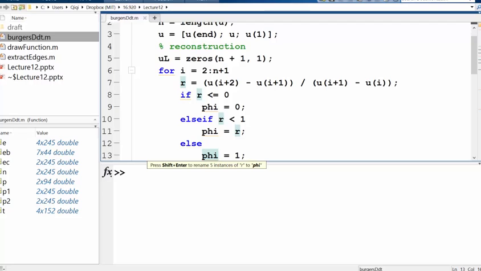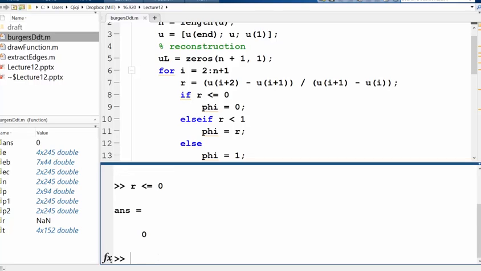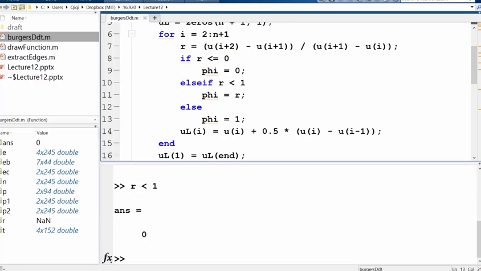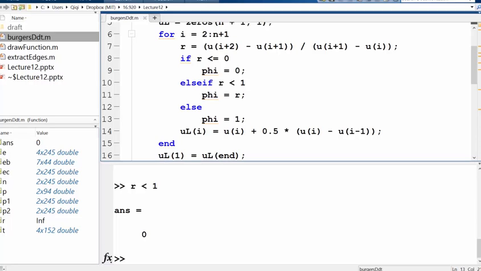Let me just test something, because when I'm doing the division, there is a good chance I'm going to get infinity or 0. If I have R equal to 0 divided by 0, R is a NaN. Let me test the case. If R is less than or equal to 0, this is actually false. So in the case of NaN, I'm going to get phi equal to 1. And what if I have R equal to 1 divided by 0, infinity? R less than or equal to 0 is false, R less than 1 is false. So when I get infinity, phi is equal to 1. I'm happy with both cases.